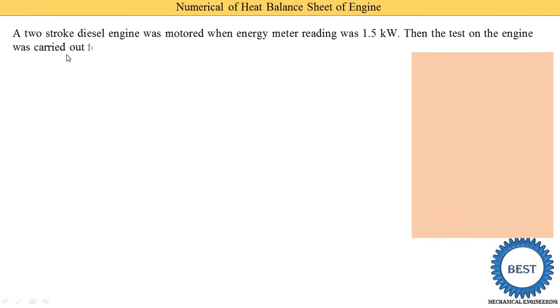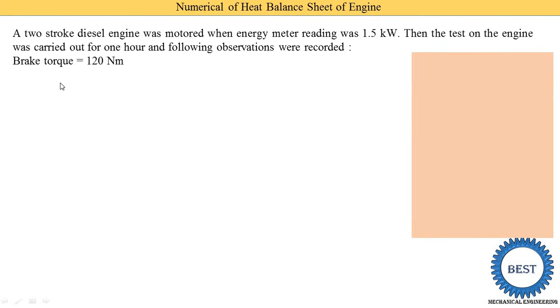A two-stroke diesel engine was motored when the energy meter reading was 1.5 kilowatt. Then the test on the engine was carried out for 1 hour, meaning the engine is run for 1 hour, and the following observations were recorded. First we go to the problem statement, then I discuss the given data and how to convert the given data into the proper units.